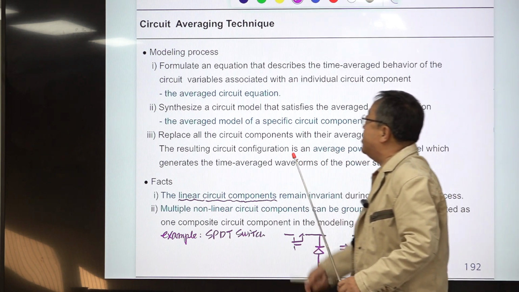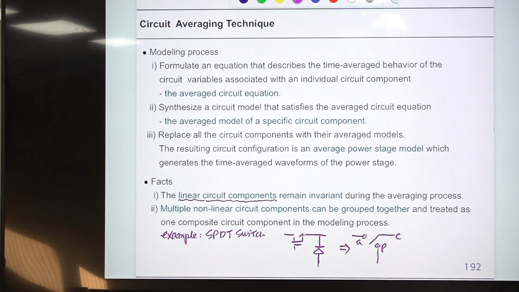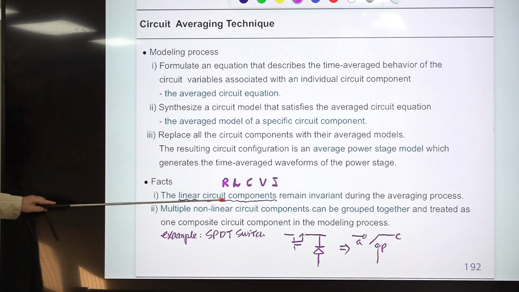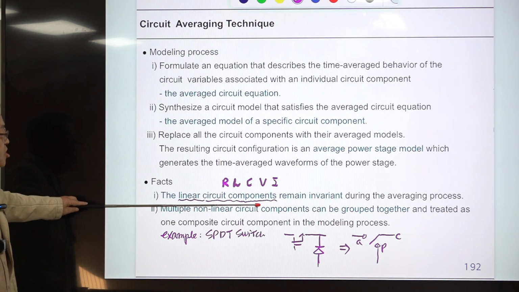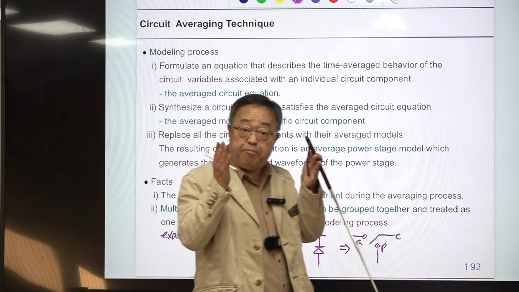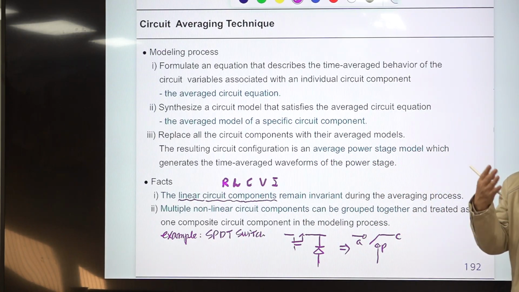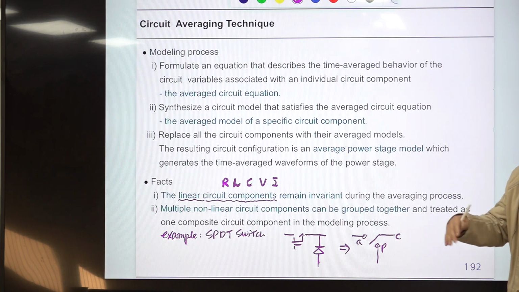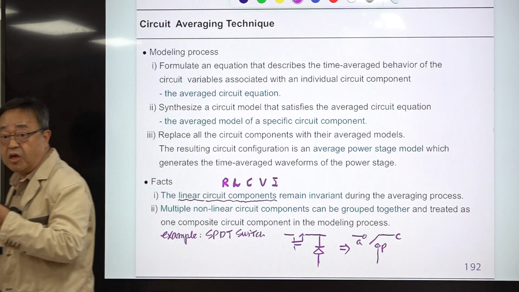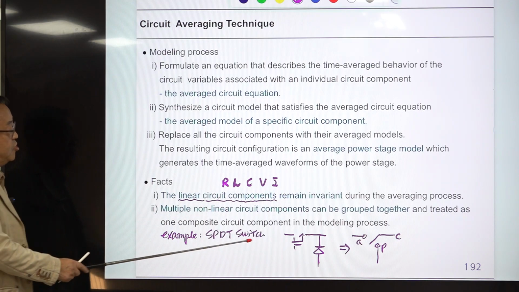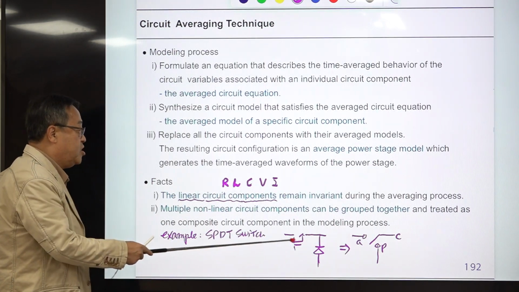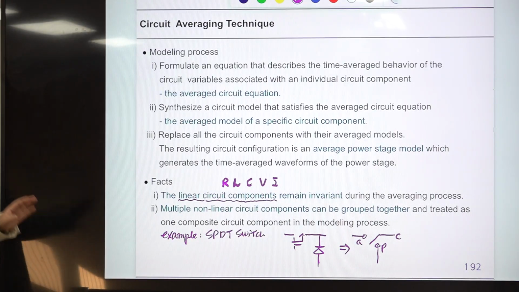The first one is that we'll be applying the circuit averaging technique, and during this circuit averaging process, the linear circuit components, including resistor R, inductor L, capacitor C, voltage sources and current sources, are all invariant during the averaging process. This means these linear time invariant circuit components can be used as they are. They stay at the same place in the circuit diagram, and their values remain the same. So you don't have to change anything. You only change the nonlinear circuit components, which are the active switch and the passive switch, which alternately turn on and turn off depending on the switch drive signal.